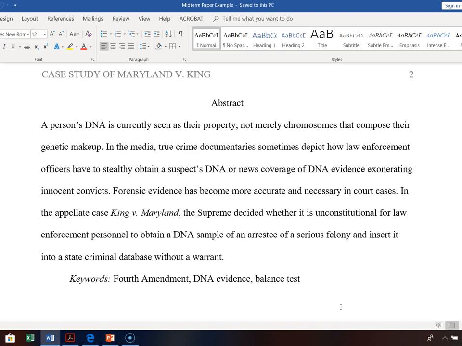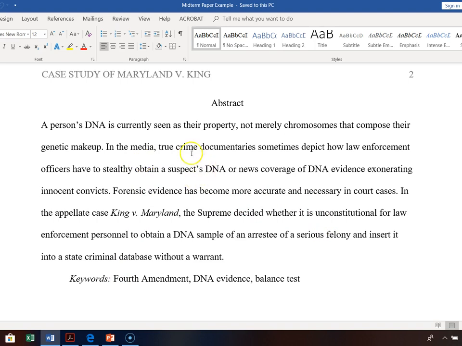The abstract will also have some key words. And if you look down here, Fourth Amendment, DNA, balance test. So I can just glance at those keywords and figure out these are some of the highlights or what's going to be in there. So let's look at her abstract.